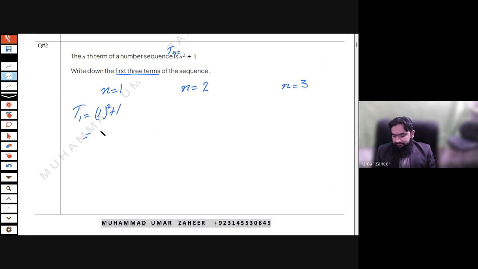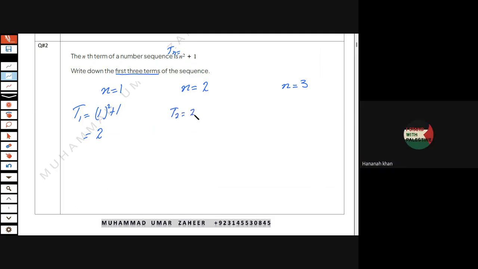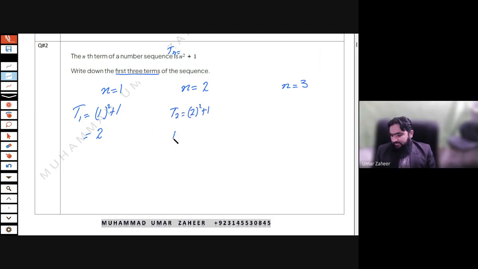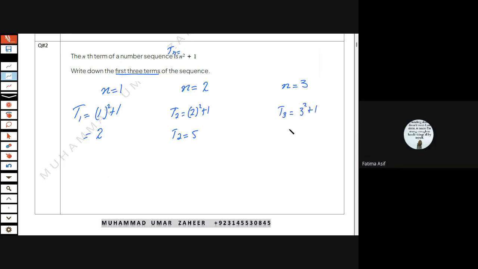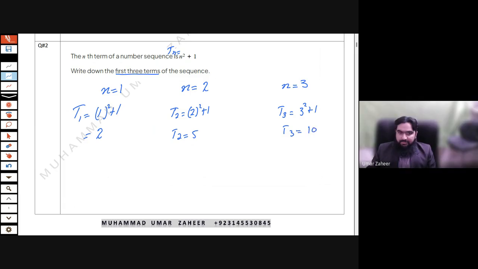It will be 2. And T2 will be 2 square plus 1. That will be 5. And T3 will be 3 square plus 1, that will be 10. Clear? Yeah.